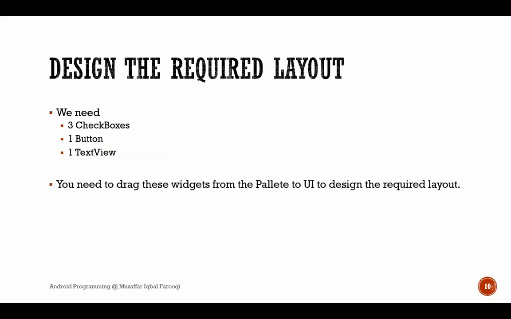In this app we will need 3 checkboxes, 1 button, and 1 text view. Checkboxes are used to select one or more than one choices given to the user. In this video, we will create an app where 3 choices will be given to the user. The user could select one or more than one choices. The next slides will show the layout and the required code for this app.